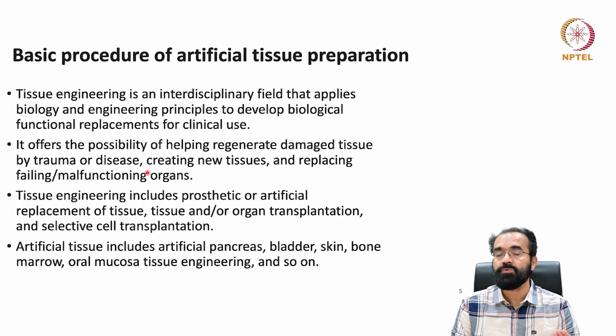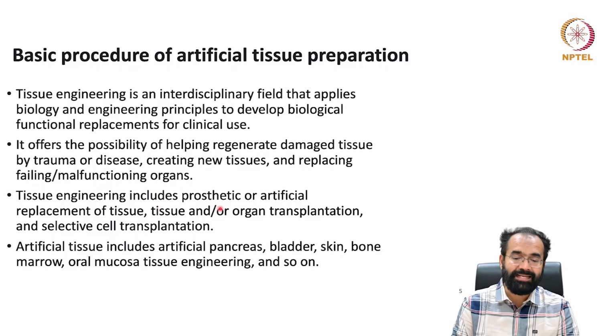You can get damage to a given tissue by multiple means. It can be an infection, it can be mechanical damage, it can be trauma, etc., or it can be a genetic disease also. Creating new tissues and replacing the failed tissue or failing tissue or malfunctioning organ. So that is the overall theme of tissue engineering.